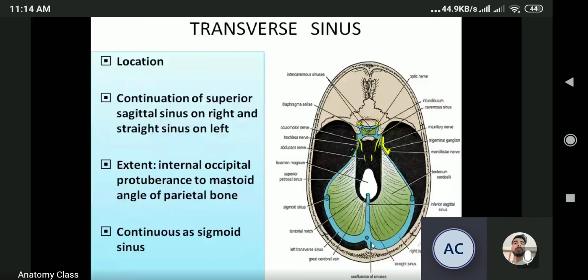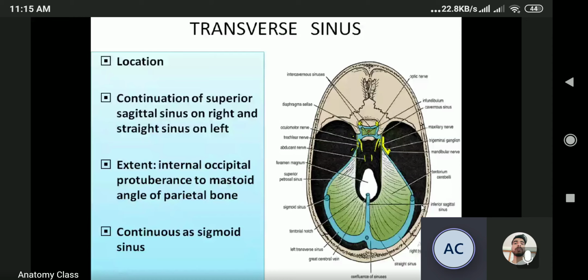the left transverse sinus. Talking about the extent of the transverse sinus, it extends from the internal occipital protuberance to the mastoid angle of parietal bone. The posterior inferior angle of the parietal bone, which articulates with the mastoid bone, is considered the mastoid angle of parietal bone. So right from the internal occipital protuberance up to the mastoid angle of parietal bone is the extent of the transverse sinus. As it is present on either side, it is a paired sinus, the transverse sinus.